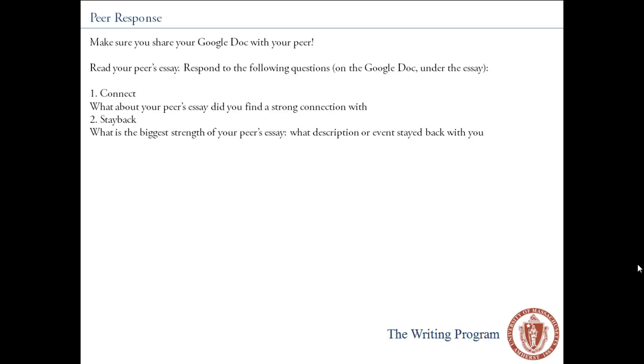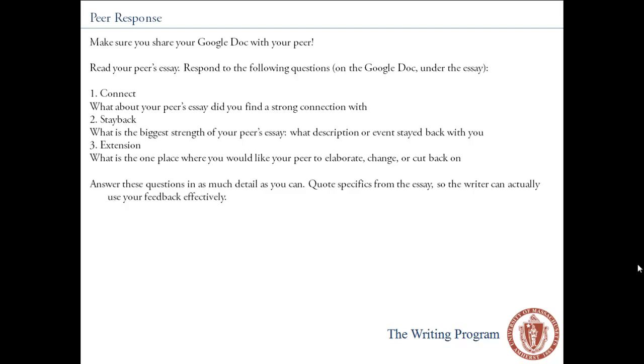What is the biggest strength of your peer's essay? Was it a specific description that you liked? Was it the way they narrated an event that stayed back with you? So what, in your opinion, is the biggest strength? Extension would be: what is the one place where you'd like your peer to elaborate, change, or cut back on? So look at this as: Connect is where you show your understanding of your peer's essay. Stay back is where you describe their strengths, and Extension is where you talk about the area of development for the essay. And answer these questions in as much detail as you can.